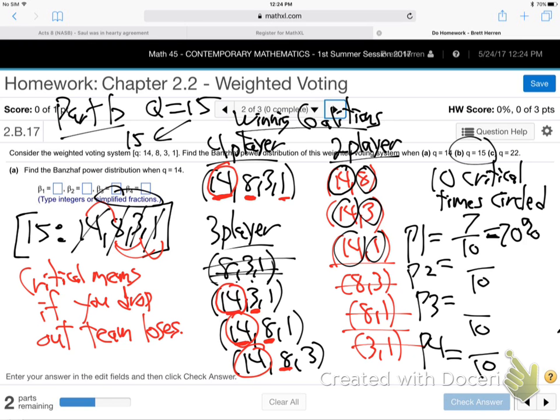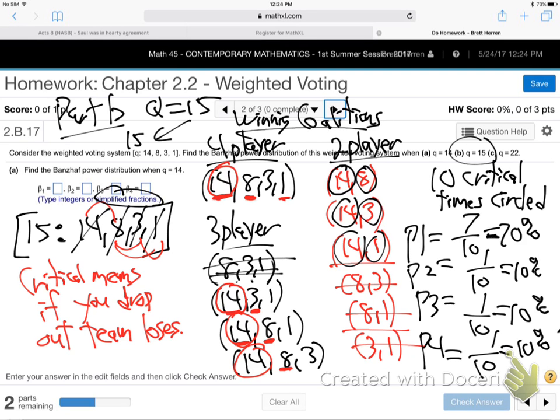Player 2. Player 2 is the 8, right? This is player 1, player 2, right? Player 2 is the 8. How many times did 8 get circled up there? Once. And just right here. Just the one time. He's 1 out of 10. Player 3 is 1 out of 10. Player 4 is 1 out of 10. They each have 10% of the power, don't they? If you wanted a percentage, they each end up with 10% of the power.